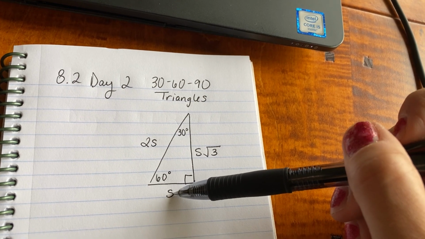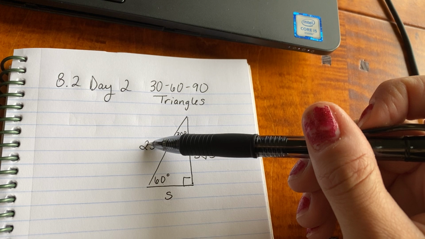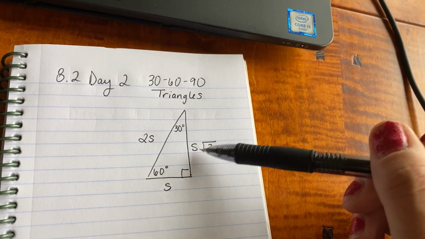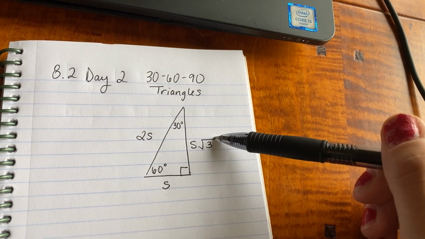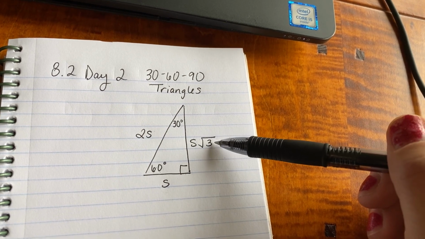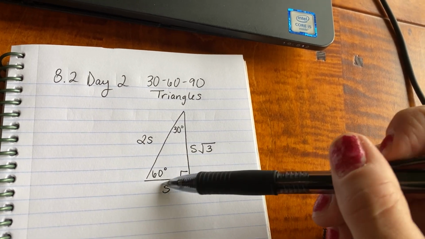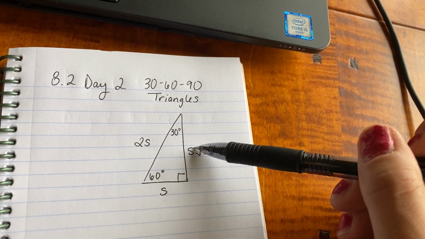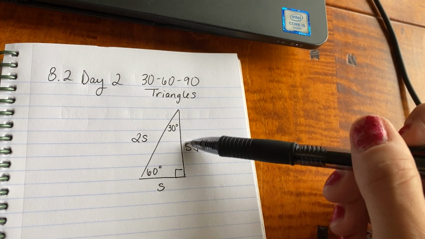If you know the short leg's length, you're going to easily be able to just double it to find the hypotenuse because it's 2 times S, that length. And then also just as easily multiply it by root 3. We've already done quite a bit of work with radicals, so multiplying a radical by some other value shouldn't be that big of a deal to get you the medium length side, which is in fact the longer leg of this triangle.